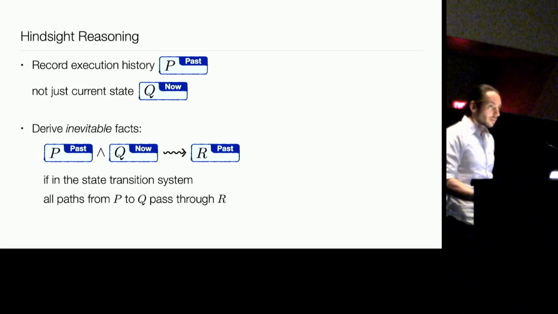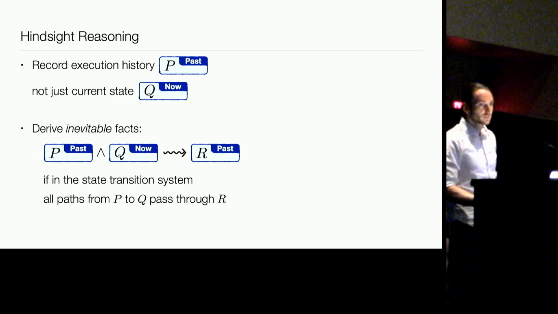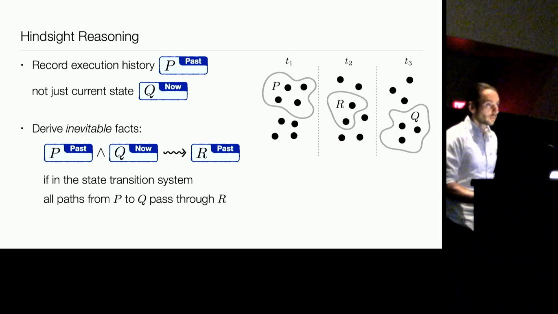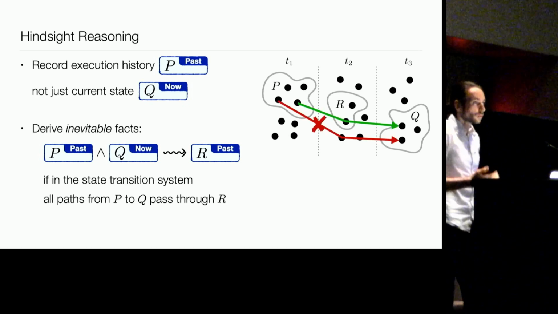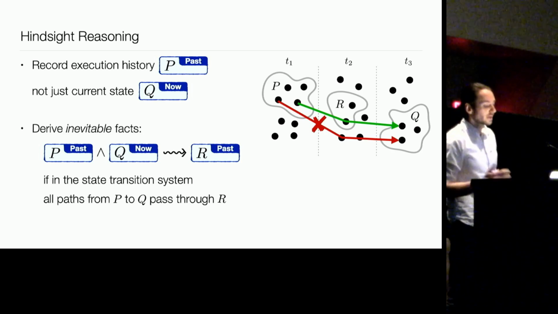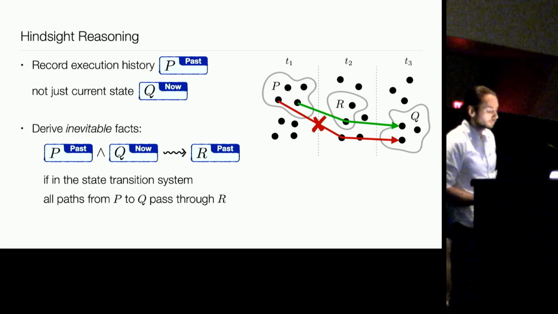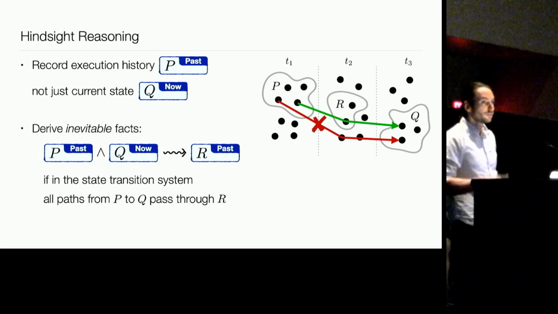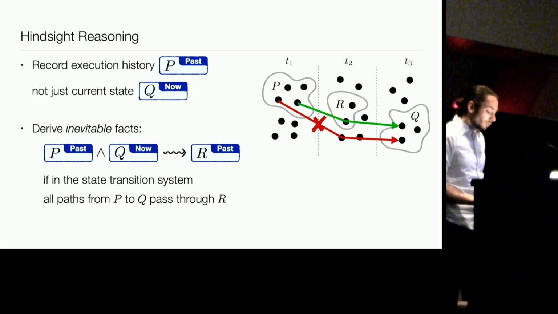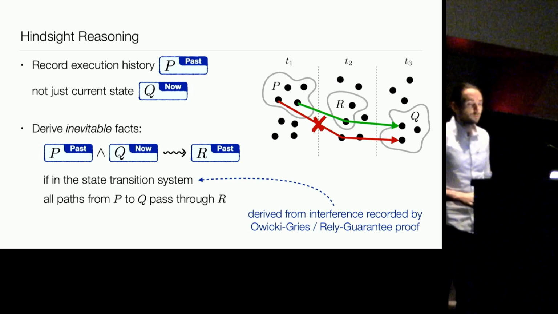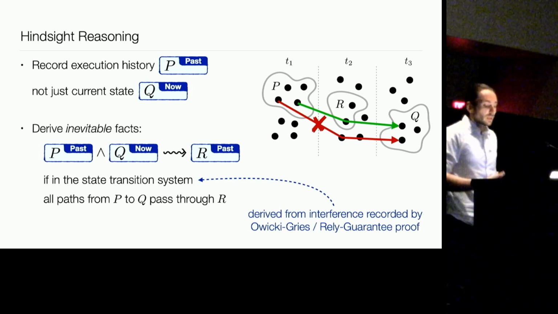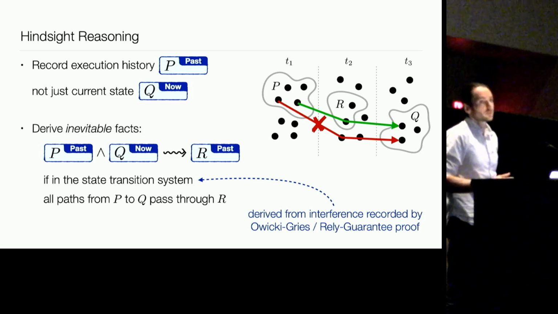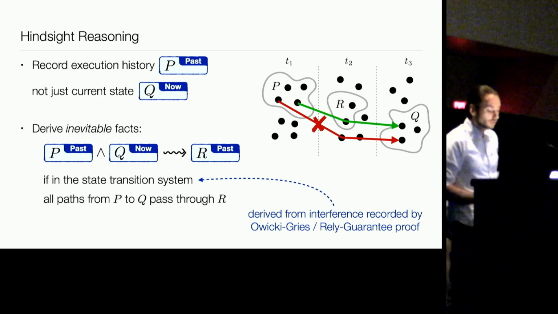In terms of the state transition system or the configuration graph of the program, this would mean that any path from P to Q must go through R. So execution cannot bypass R on its way from P to Q. This type of hindsight reasoning, this generating of new facts about the past of the execution, integrates really well with Wicked-Grease or rely-guarantee style proofs, because there the interference, or the rely and guarantee sets that you capture, give you the state transition system or a sufficiently precise over-approximation of that.